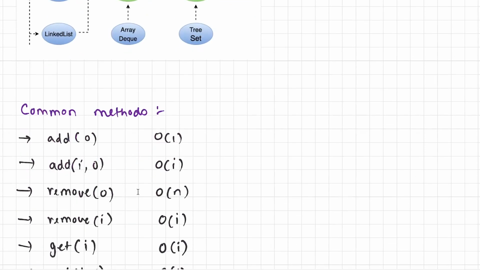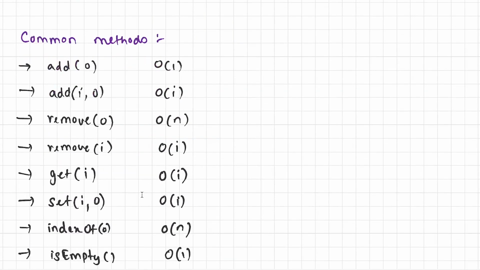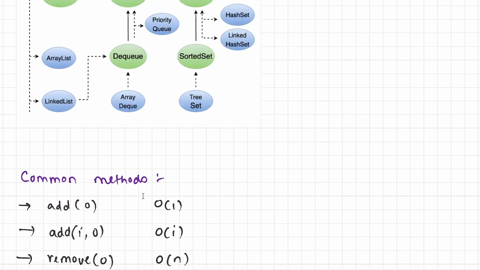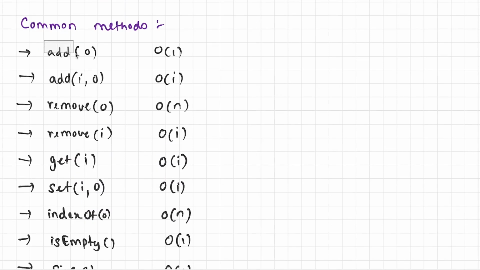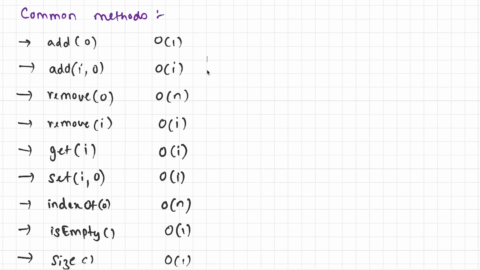So here are some of the most common methods that are present in ArrayList and LinkedList. The first method is the add method, and this method is used to add elements at the end of the LinkedList. As we are adding an element at the end, it takes Big O of one, constant time, to insert the element at the end. The next method is add, which takes an index and an object as arguments. So it is going to add a new element at a specific position. This operation takes Big O of index time to add elements at a specific position.